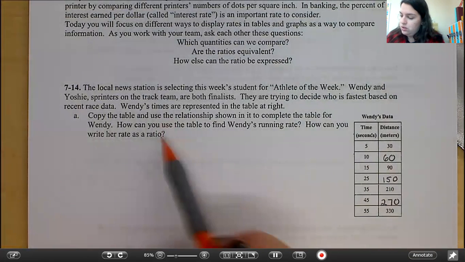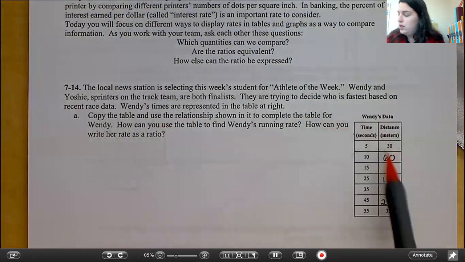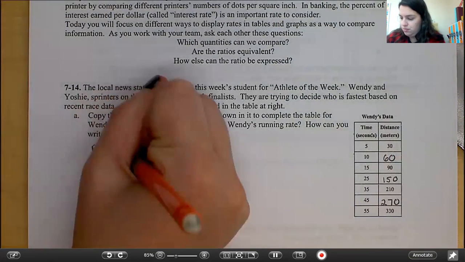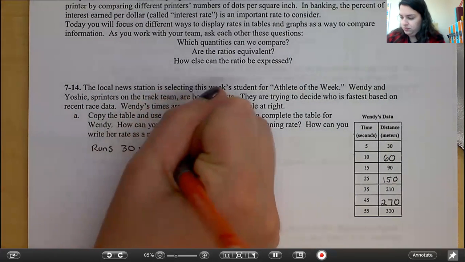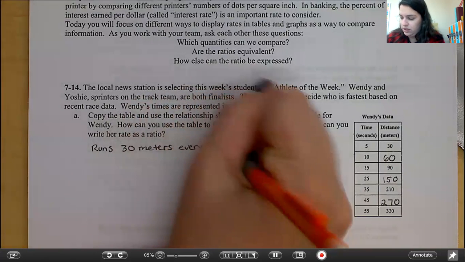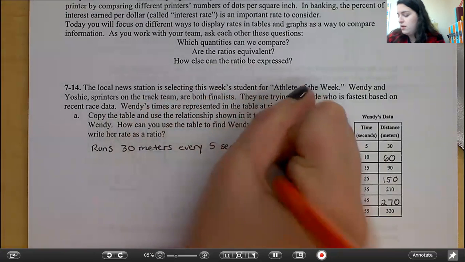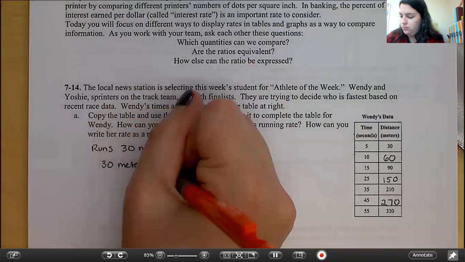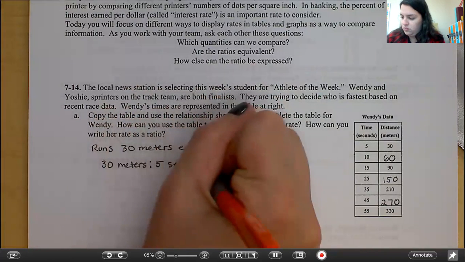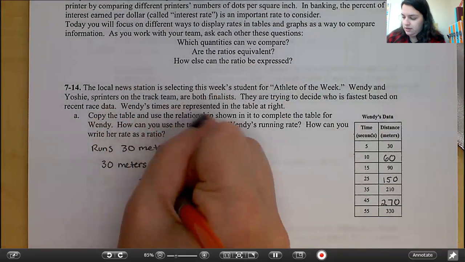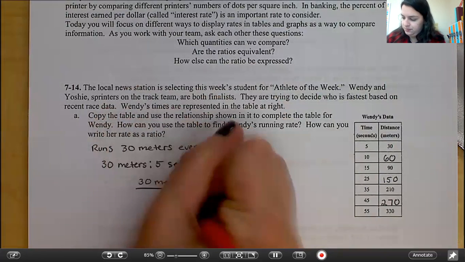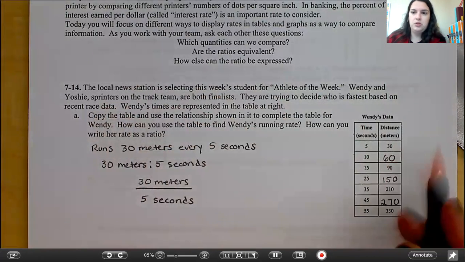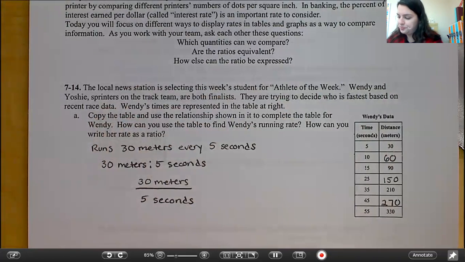So how can you use this table to find Wendy's running rate? Well, we know that she runs 30 meters every 5 seconds. So remember, when you're writing as a ratio, there are a couple ways you can write it, with a colon, or you can write it as a fraction. That information is just what we got right from this table. There's nothing else you had to do besides just read the table.